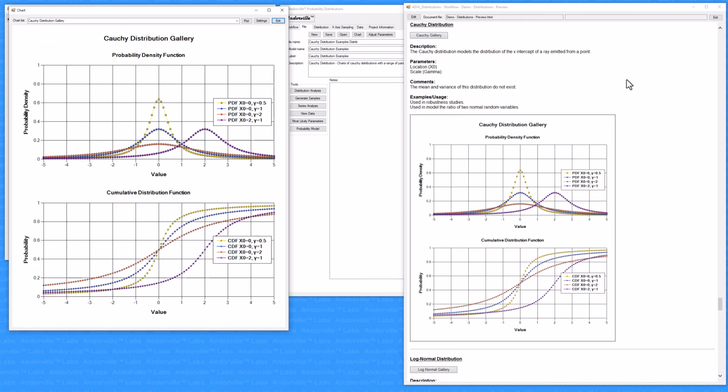The Cauchy distribution models the distribution of the x-intercept of a ray emitted from a point. The parameters are location and scale. The mean and variance of this distribution do not exist. It is used in robustness studies and used to model the ratio of two normal random variables.